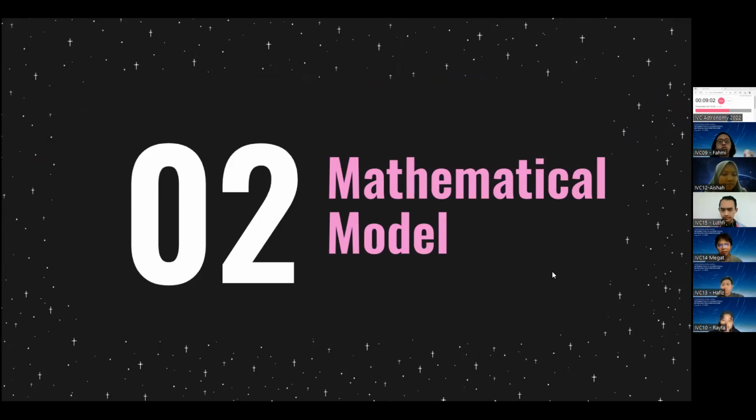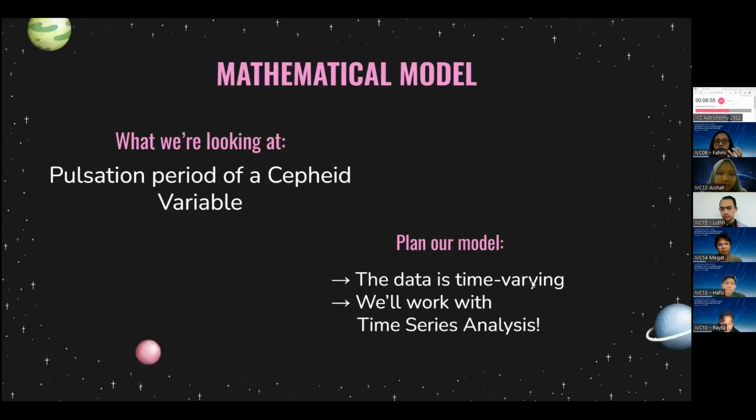So the next step is actually making a mathematical model of the Cepheid variable. Next slide, please. Building on the previous explanation of the Cepheid variable, we're going to look at its pulsation period. To do so, we first need to come up with a mathematical plan to suitably model the Cepheid magnitude data that we're going to observe. We know that our data is time varying. Therefore, the best way to work with it is to use time series analysis. Next slide, please.